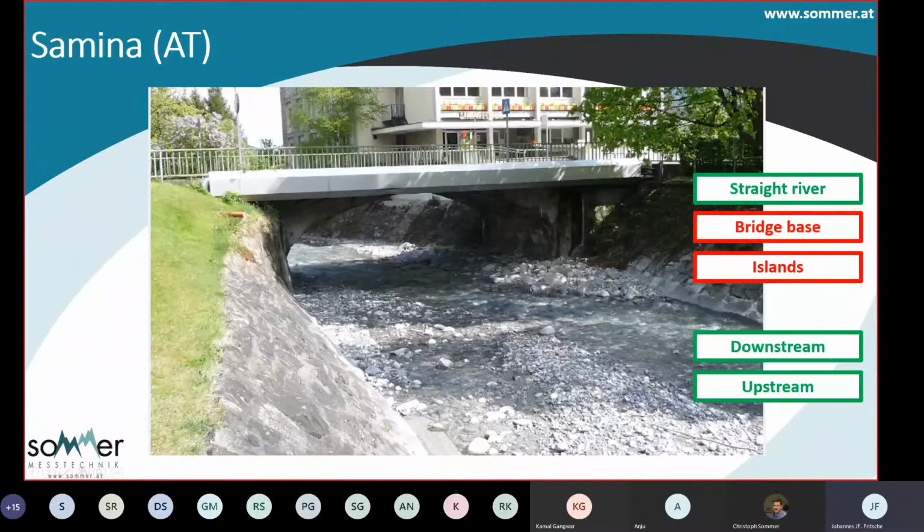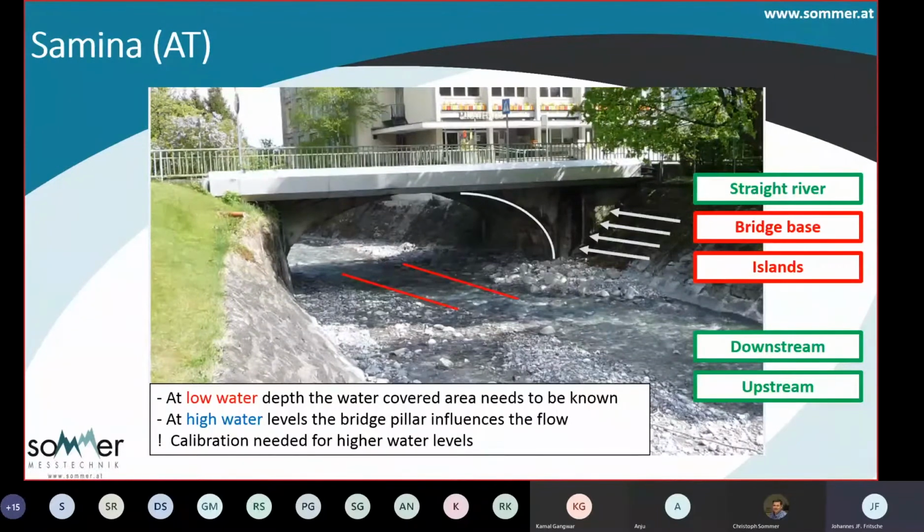Another thing is the bridge itself. If the water level rises and the cross-sectional profile changes due to the base of the bridge here, that makes the cross-section smaller at higher water levels. So this is a drawback of the site. The islands are forming at low water levels, the deposit of gravel, and the bridge base. But the river is straight, and we can install the instrument either upstream or downstream. This is nice in this case.